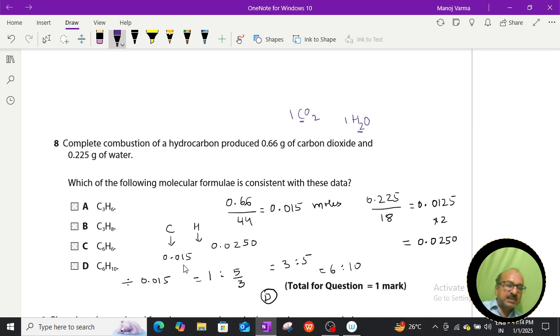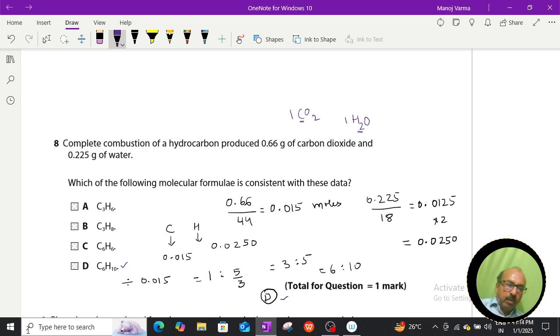You divide this by the smallest number, that is 0.015. So you get the ratio 1:5 by 3. And to simplify it, you can multiply both the sides by 3. So this 3 into 3 gets cancelled and you get the ratio 3:5. But you don't have any answer 3:5. But the answer is 6:10, which is an exact multiple of 3 and 5. So this is the correct answer. The correct answer is D.